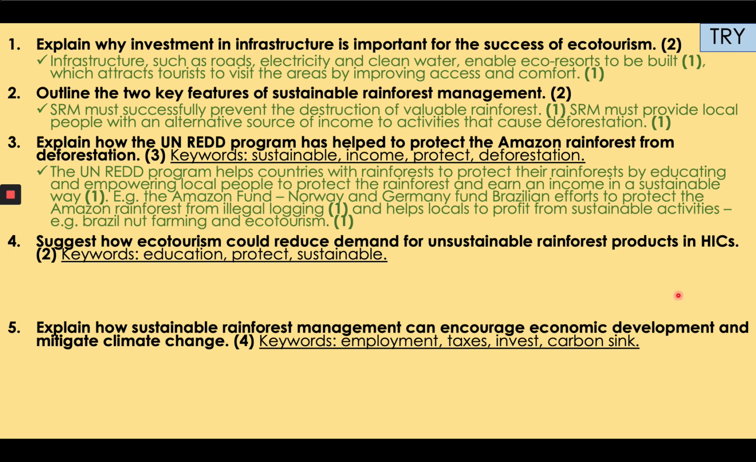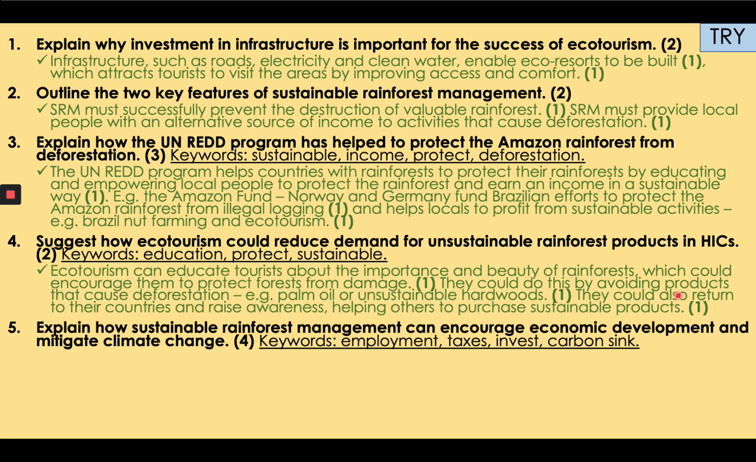4. Suggest how ecotourism could reduce demand for unsustainable rainforest products in HICs. Make sure you talk about education and awareness and informing people within their own countries. Even better if you use examples, such as palm oil or hardwoods. 5. Explain how sustainable rainforest management can encourage economic development and mitigate climate change. Make sure you use all these keywords.